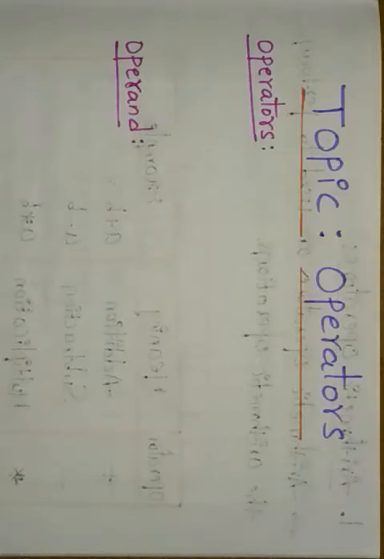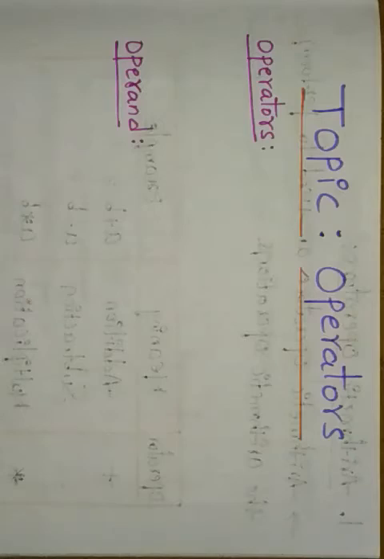Hello everyone. In this session we will discuss the operators topic. Here, what is an operator? An operator is a single or double symbol that gives instructions to the compiler or interpreter to perform certain operations associated with the data items. Here it may be a single or double symbol.